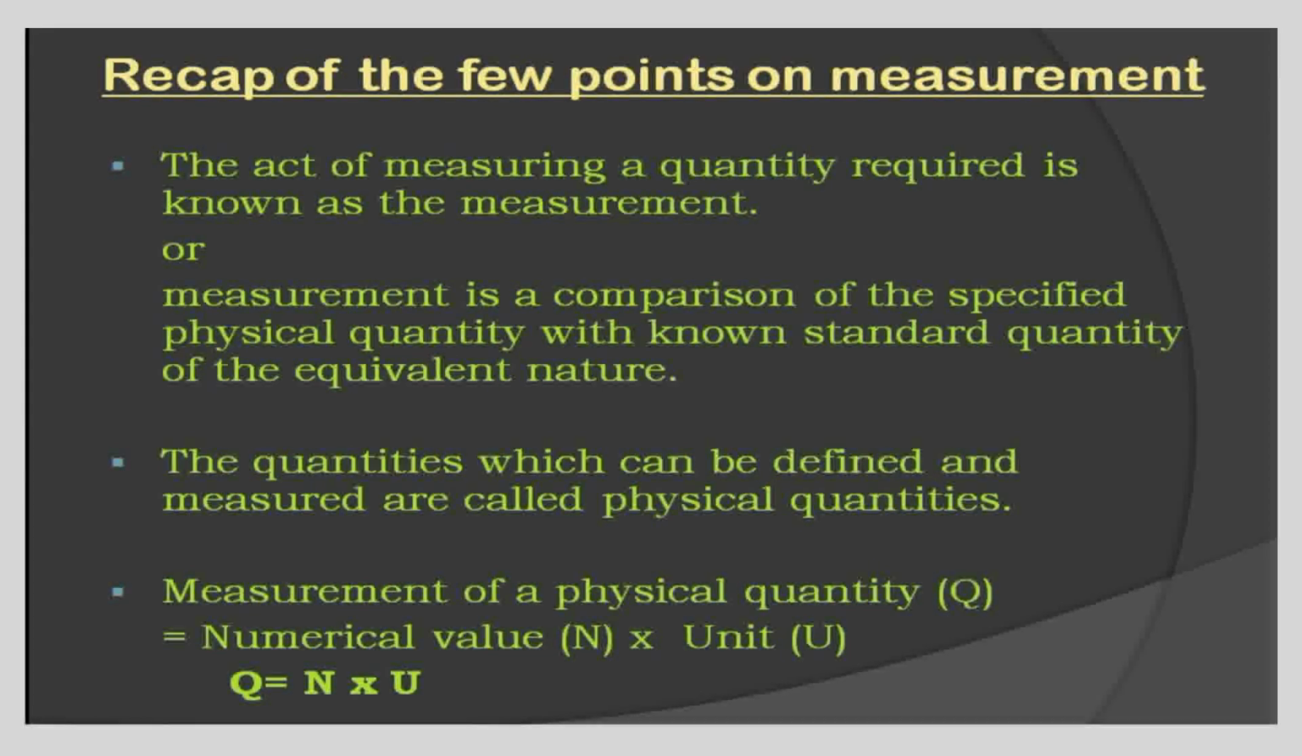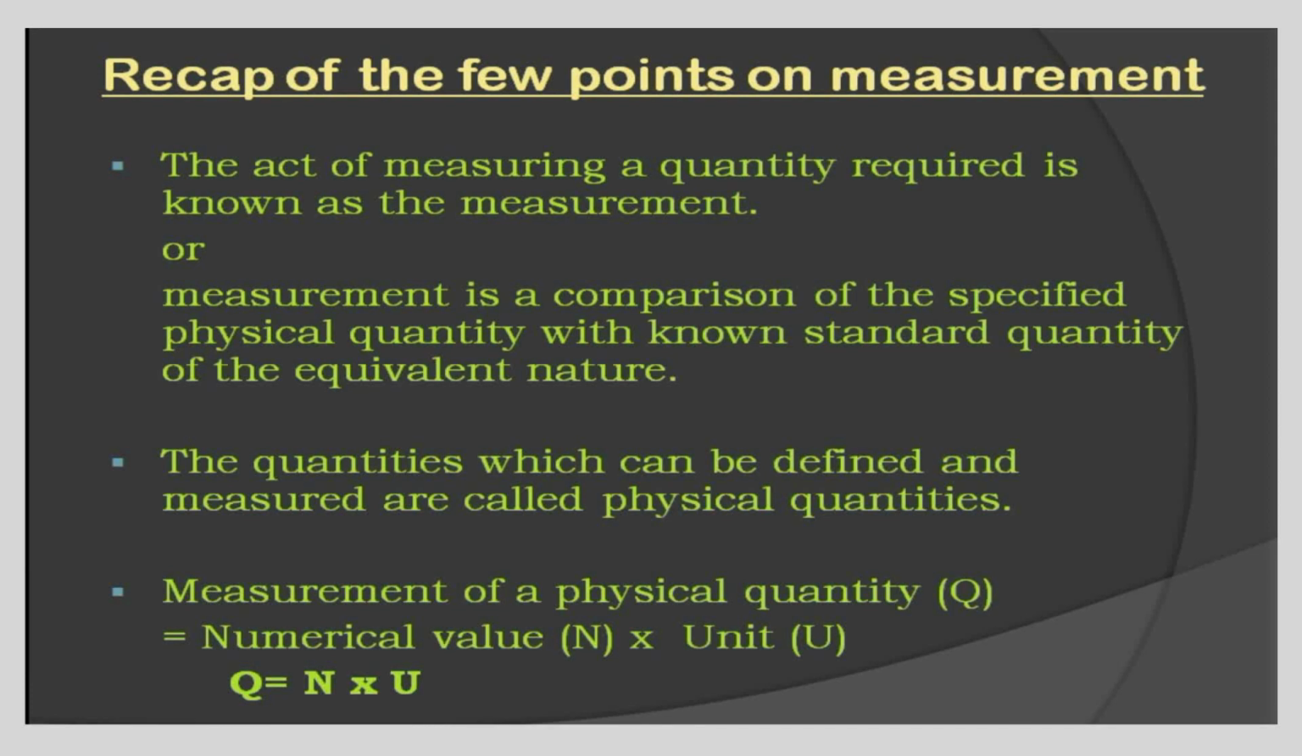We also defined physical quantities. We defined physical quantities as the quantities which can be defined and measured. The quantities which are defined and measured are known as physical quantities. Length, mass, time, speed, velocity, acceleration, and so on. These are all examples of physical quantities.